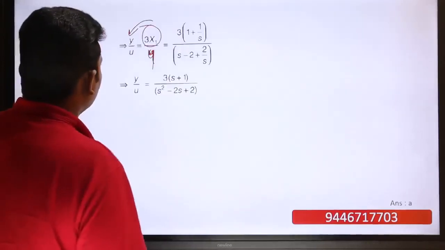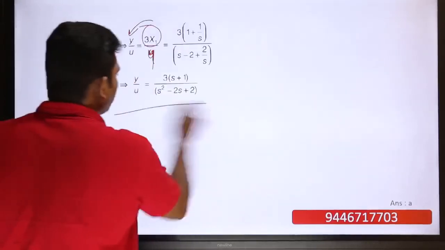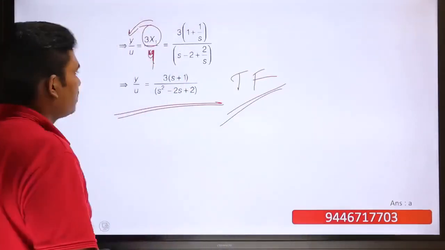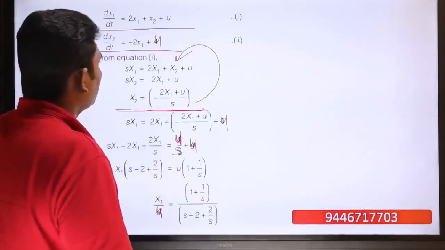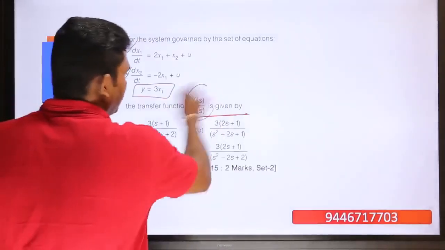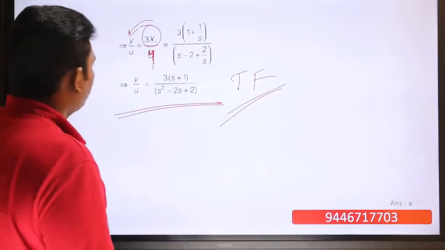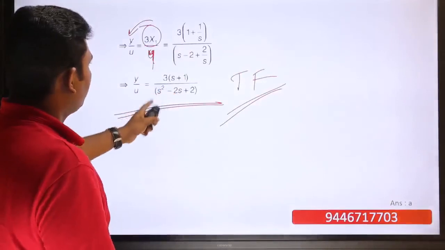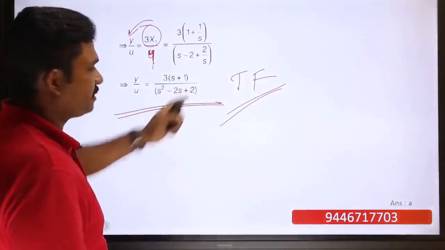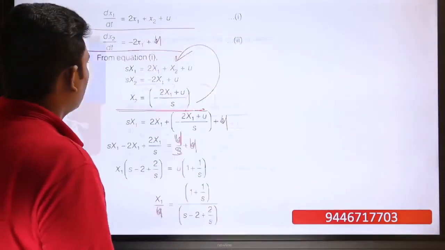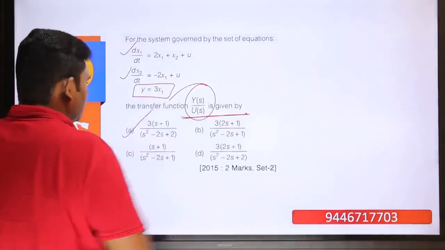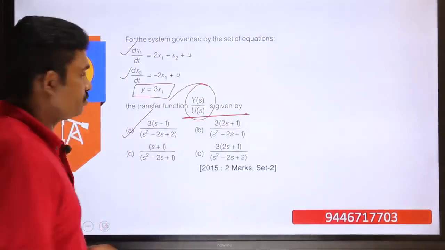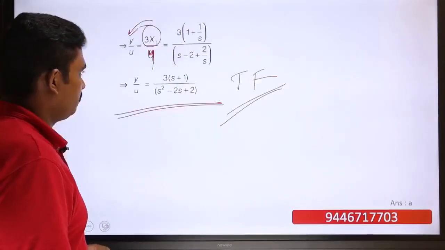So this expression gets converted to y by u form. So what is y by u form? Y by u form is the transfer function of the system, because what is the output? Output is y, and what is the input? Input is u. So what is y by u? Y by u becomes equal to 3 into s plus 1 divided by s square minus 2s plus 2. So what will be our answer? Our answer will be option A, which is 3 into s plus 1 divided by s square minus 2s plus 2, which is the answer for question number 24.